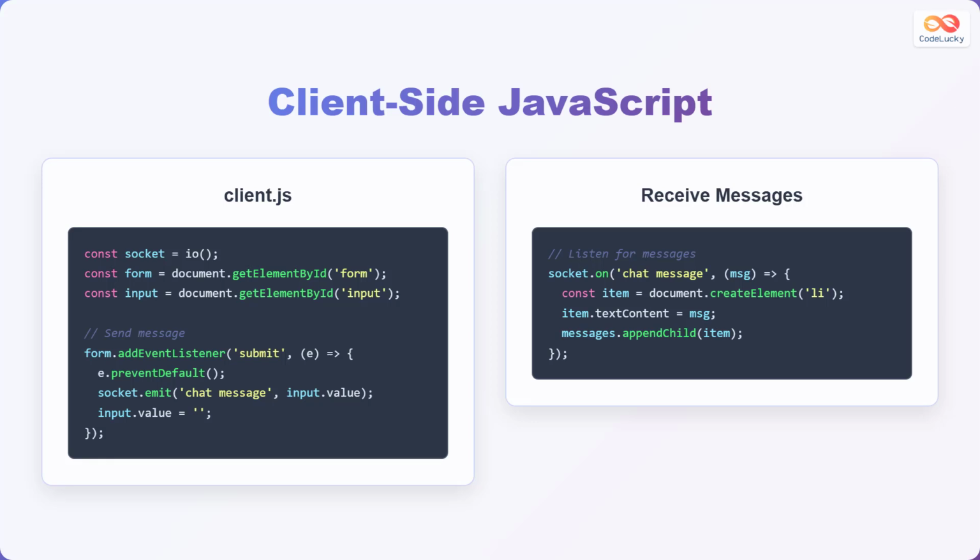We will listen for the chat message event from the server. When a message is received, we'll create a new li element, set its text content to the message, and append it to the messages list.